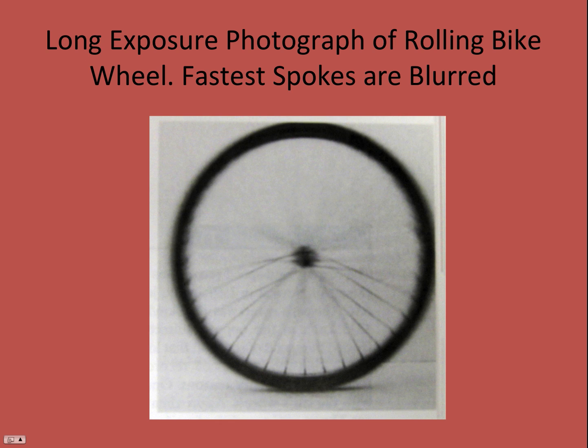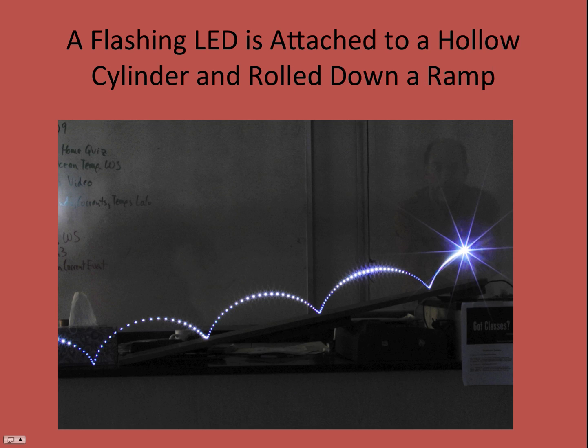Here's some evidence for that. It's a bicycle wheel rolling by with a long shutter time, and the spokes are most blurry where it's the fastest and most in focus where it's the slowest. And some other evidence here: I put an LED on a cylinder and rolled it down a ramp, and the LED is flashing 100 times a second.